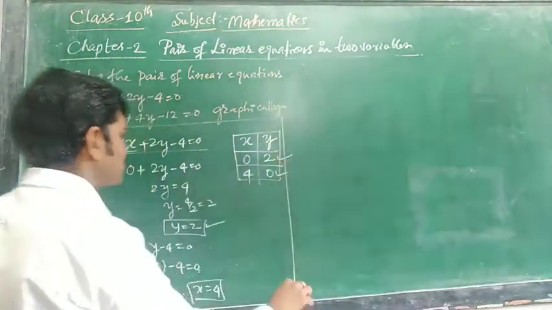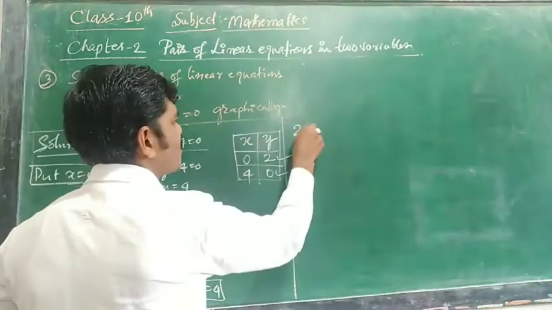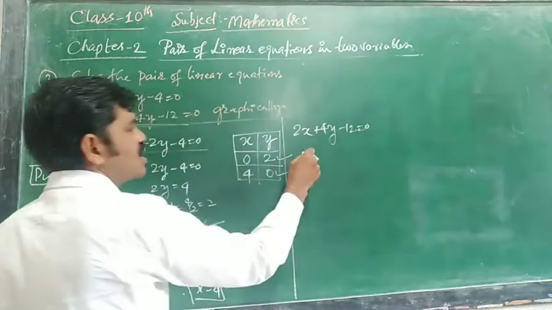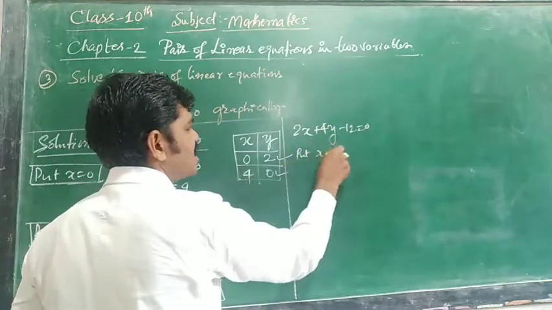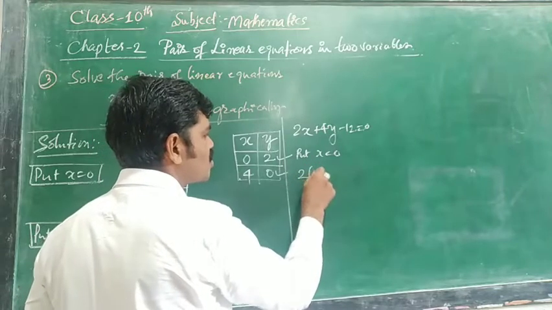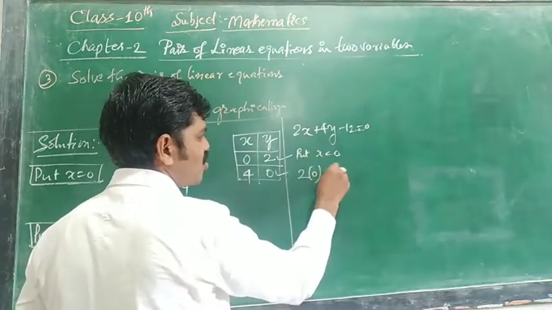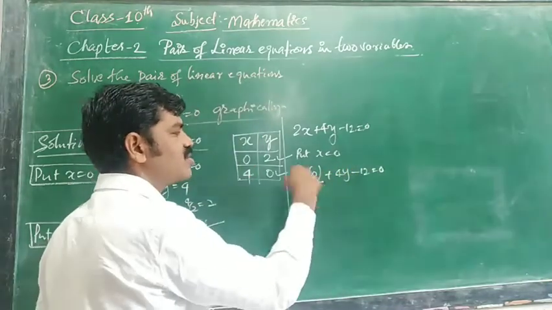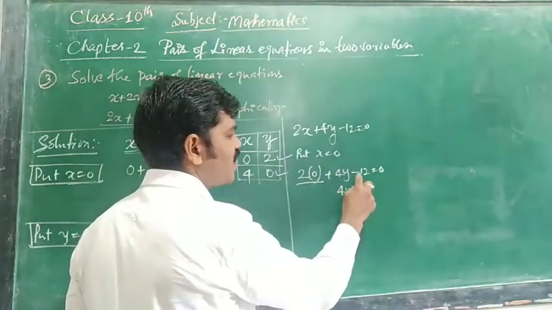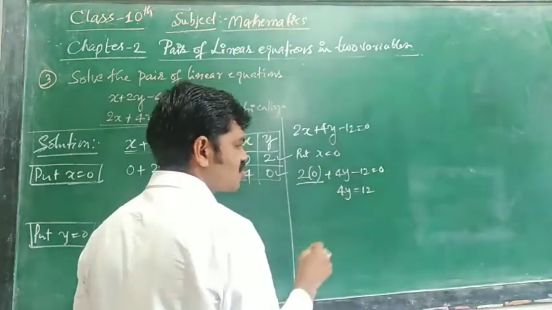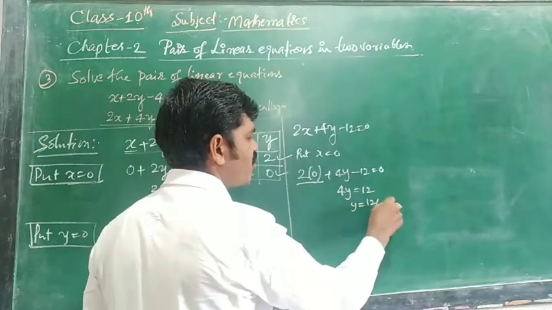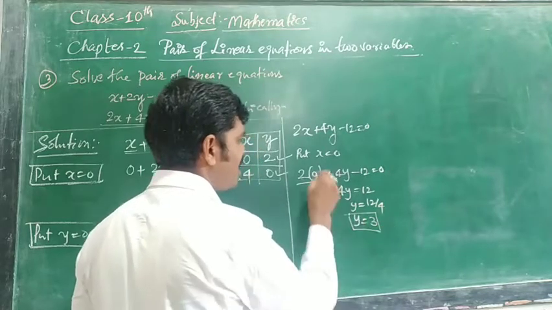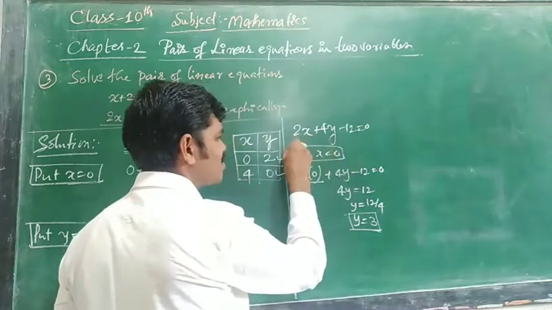Now let us see the second equation. The second equation is 2x plus 4y minus 12 is equal to 0. Here I put the value of x as 0. So instead of x I write 0: 2 multiplied by 0 is 0, we leave that. Then 4y, and this minus 12 will go to that side and become plus 12. So 4y is equal to 12, so y is equal to 12 by 4, that is equal to 3. 4 threes are 12. The value of y is 3 when x is equal to 0.